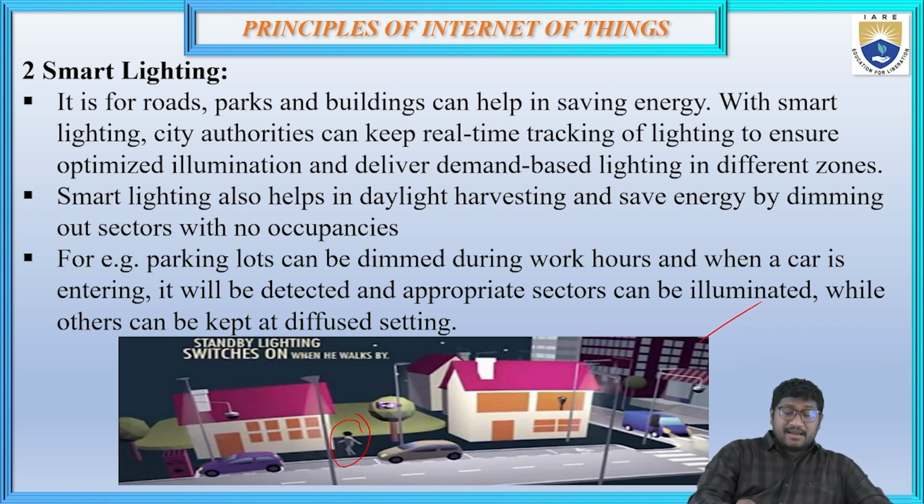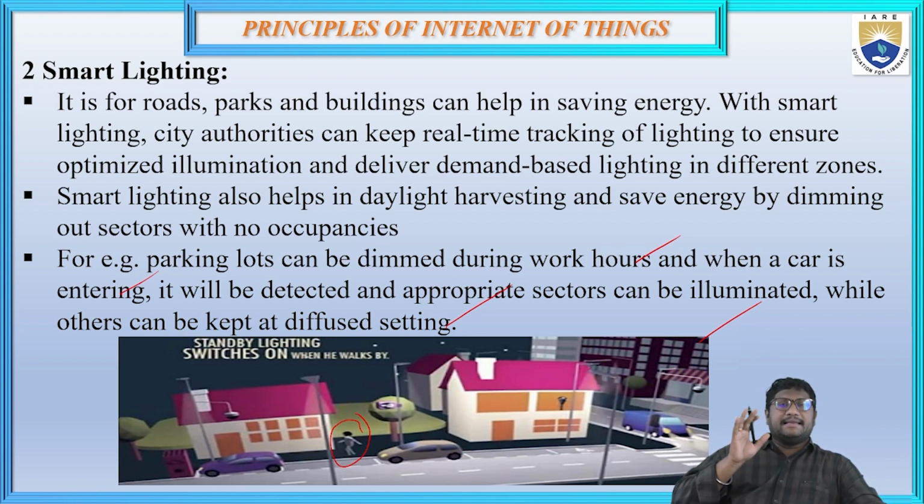See here, parking lots can be dimmed during working hours, and when a car is entering, it will be detected and the appropriate sectors are going to be illuminated. This is what I said. Suppose I have parked my car and gone to my workspace, and most of the people have completed parking and are working. At that point, if the lights are switched on, it is a wastage of energy. The sensor knows there has been no motion for the past 15 minutes, so it shuts down. Automatically all the lights in the parking area are shut down.